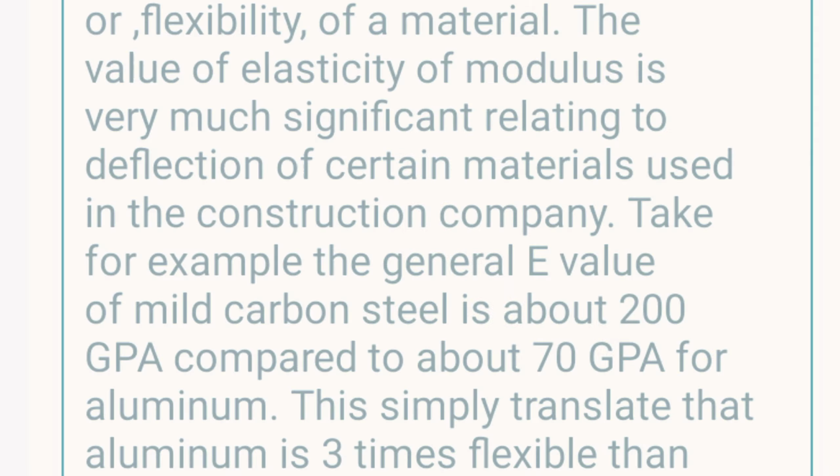Next question, what do you understand by void ratio? Void ratio is represented by the letter e, equal to Vv divided by Vs, where Vv means volume of voids and Vs means volume of solid.